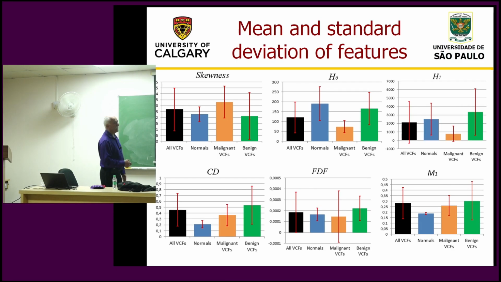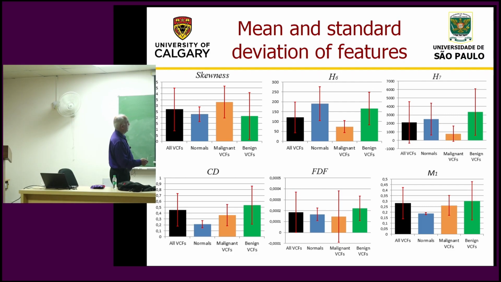So we did this statistical analysis and also prepared all these illustrations of the mean and standard deviation of various features. And skewness is interesting in benign and malignant, and normal versus malignant. Malignant is skewed to the left because of the darker pixels. So skewness plays a role in separating malignant from benign and normal.